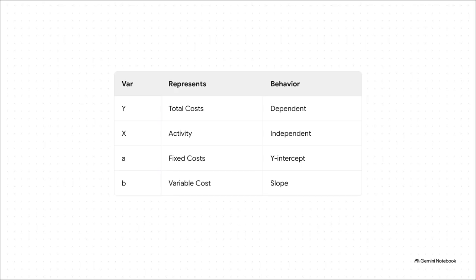Okay, so here is the classic cost function you'll be using. Y equals A plus BX. Let's map this out spatially in your head so it actually sticks. Y is your total cost. It's the dependent variable because, well, it depends on whatever else is happening in the business. X is your activity, or cost driver. That's the independent variable. Now, A represents your total fixed costs, which is visually your y-axis intercept on a graph.